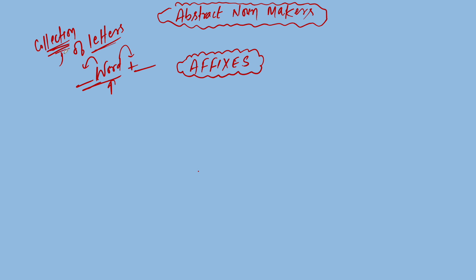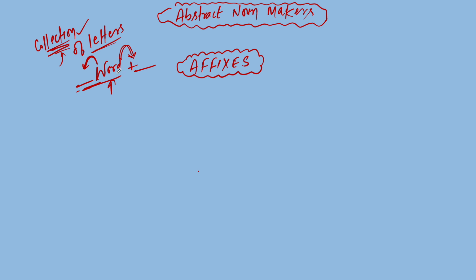If you have a collection of letters, or you can say a combination of letters, and you are going to append, means add, that combination of letters just before the word, in that case the meaning of the complete word will be changed. Is it clear? Now the second scenario, where you put that collection of letters just after a word, the meaning of the word will also change.